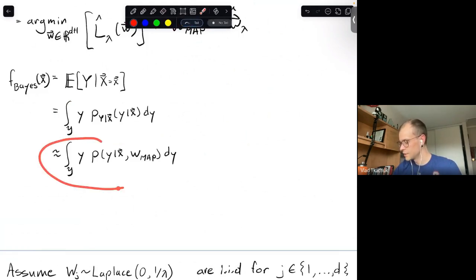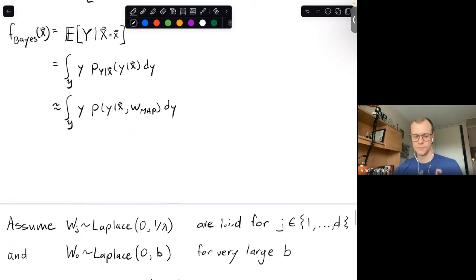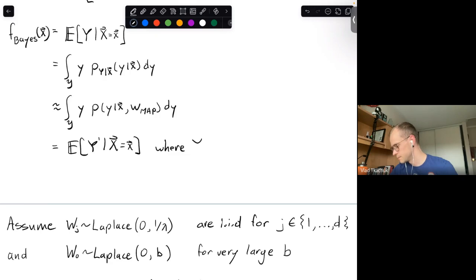And this is actually the expected value of some new random variable, which has a different mean. So this looks like a conditional expectation of some new random variable y prime conditioned on x, the features. Where this new random variable, y prime conditioned on x, is distributed with this normal distribution, but now not with W star, which is what we had above, but with W map, and variance 1.